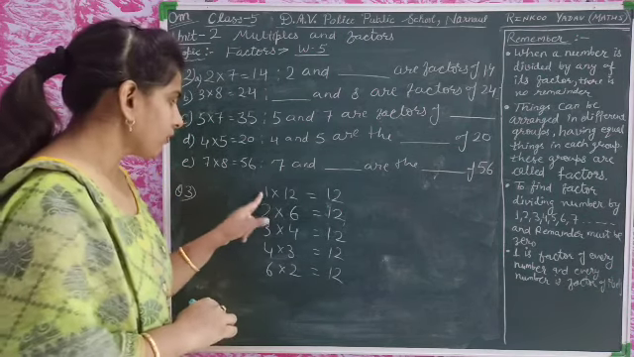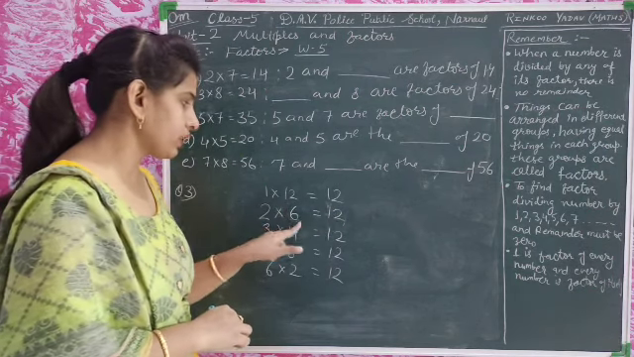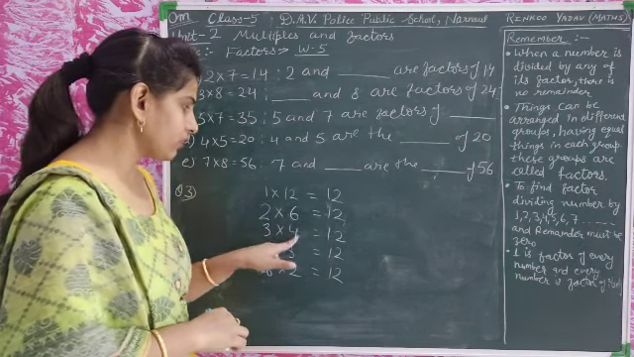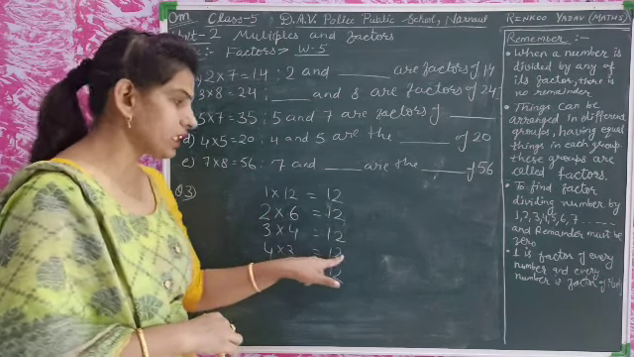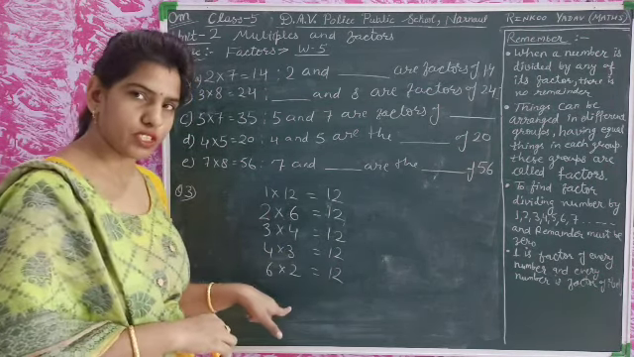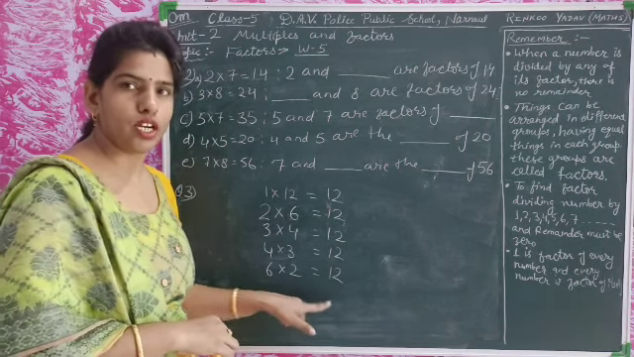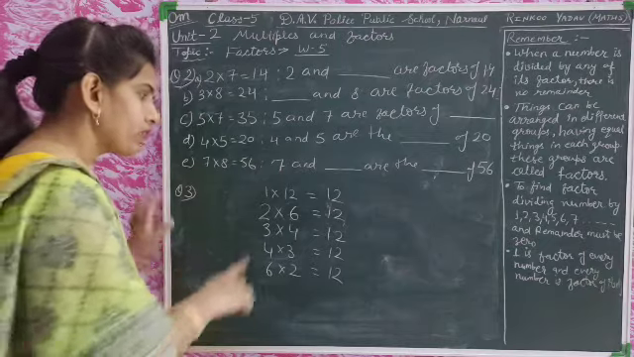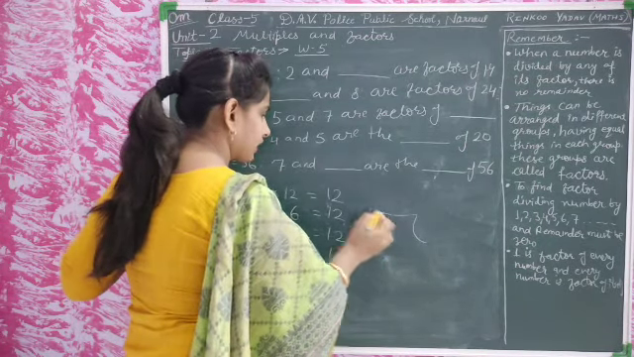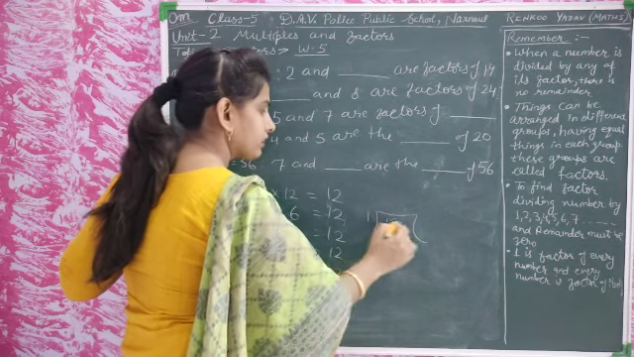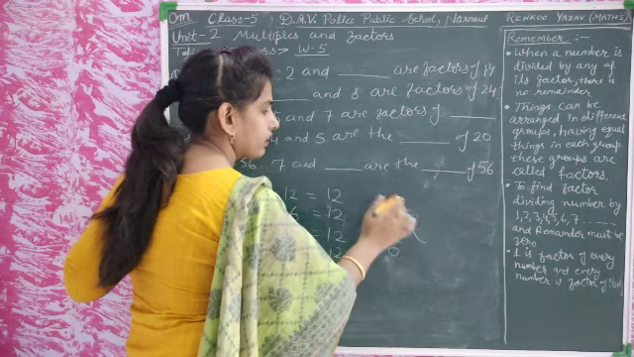Yes, students. 1 and 12 are factors of 12. 2, 6 are 12. It means 2 and 6 are factors of 12. 3, 4 are 12. It means 3 and 4 are the factors of 12. 4, 3 are 12. It means 4 and 3 are the factors of 12. 6, 2 are 12. It means 6 and 2 are the factors of 12. How can we check here? We check that 12 is divided by 1, the remainder is 0 here.